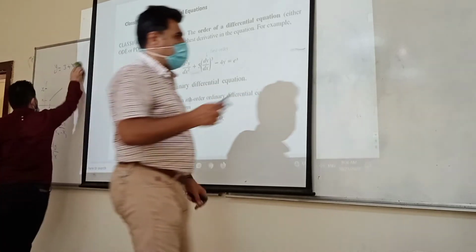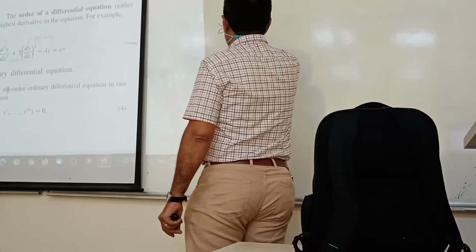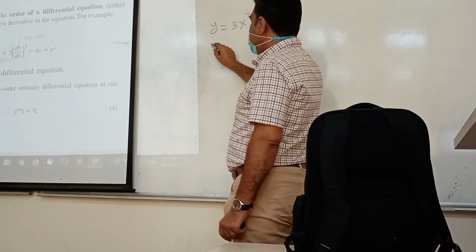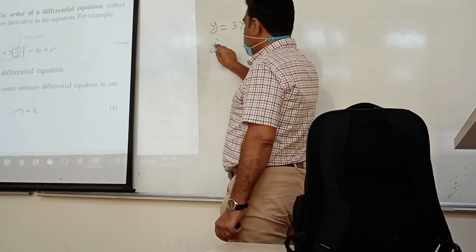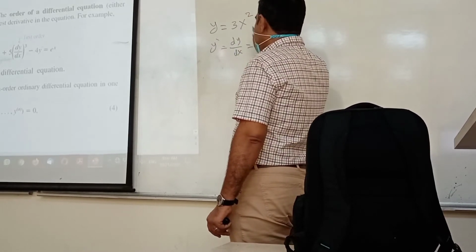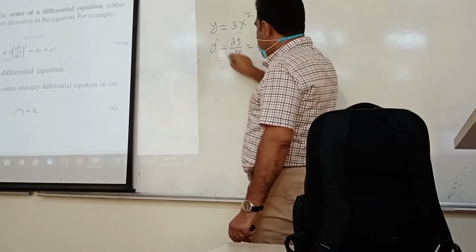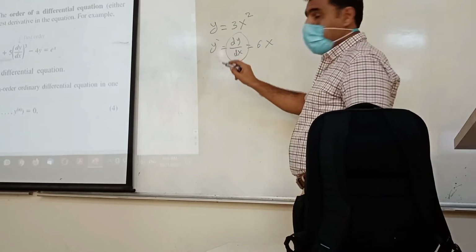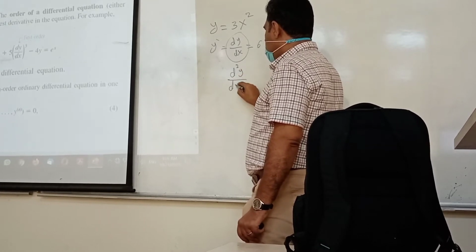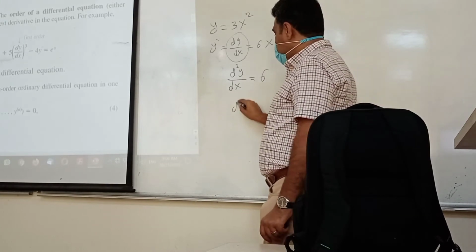Let me give you a quick example for the second derivative. Y is equal to 3x squared. What will be the first derivative? It can be written like this, or dy over dx, okay, will be 6x. This is the first derivative. Can we derive it again? Yes. Second derivative will be what? 6. Third derivative? 0.